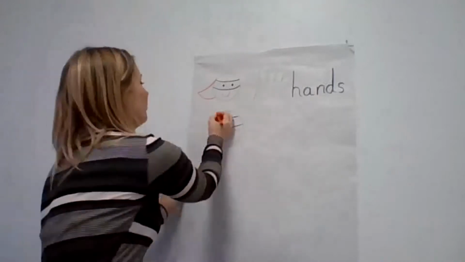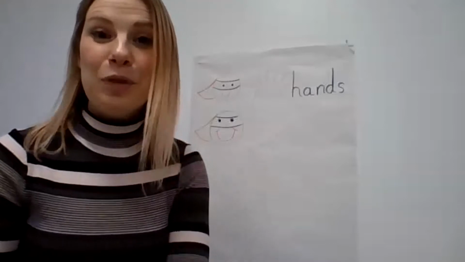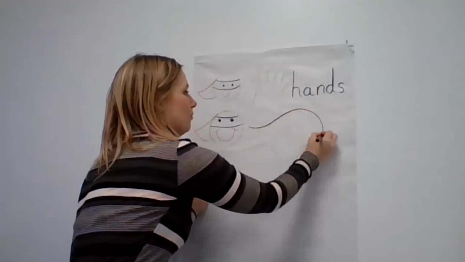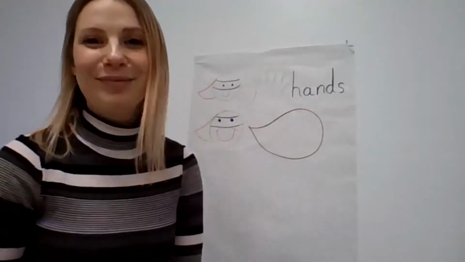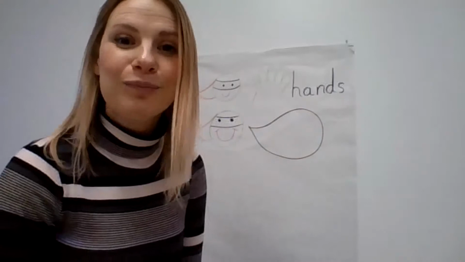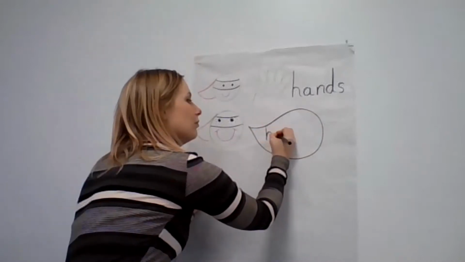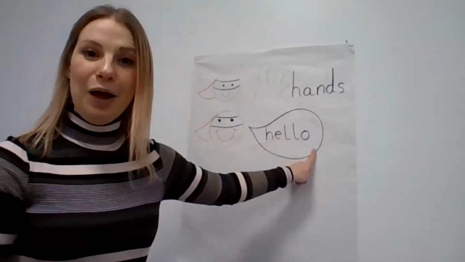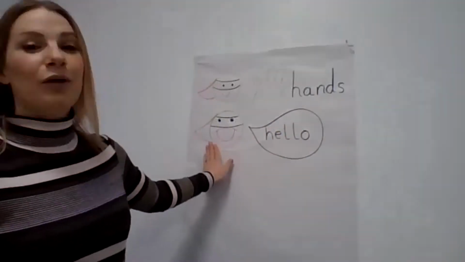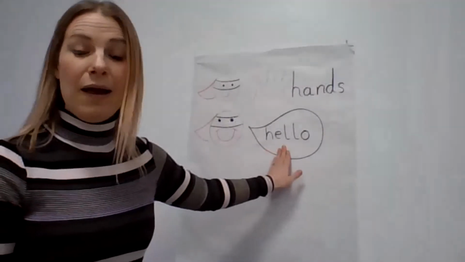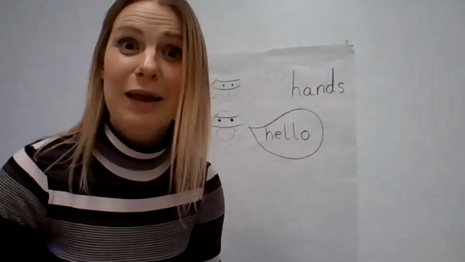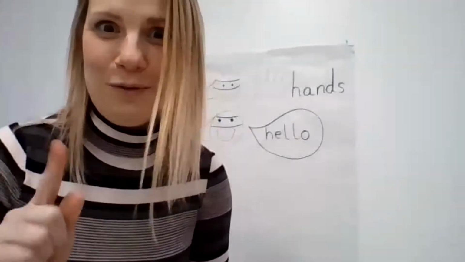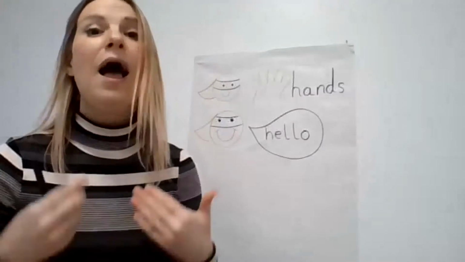Don't forget his cape. And then I'm going to draw a speech bubble like this. And I'm going to write, hello. Hello. So the evil pea could be very friendly by saying hello to the other vegetables instead of putting them in a cage. And then the last thing that I think the evil pea could do is he could help.